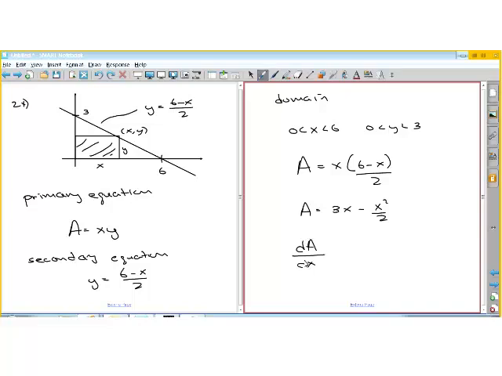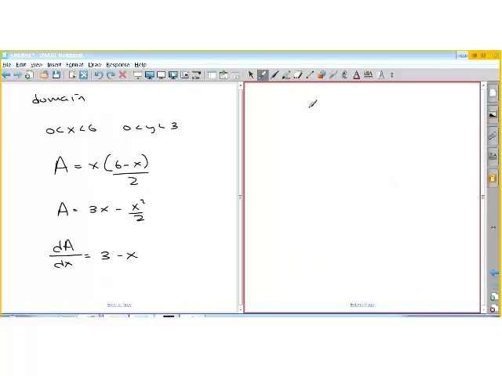So we take the derivative with respect to x, and we'll get 3 minus x. That's because the derivative of x squared is 2x, and 2x divided by 2 is 1x. So that's it. You set it equal to 0 to find the minimum. You get x equals 3.